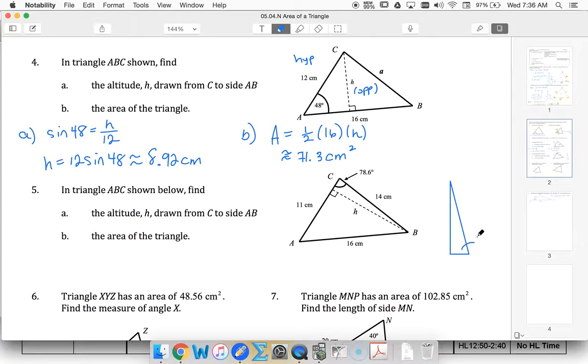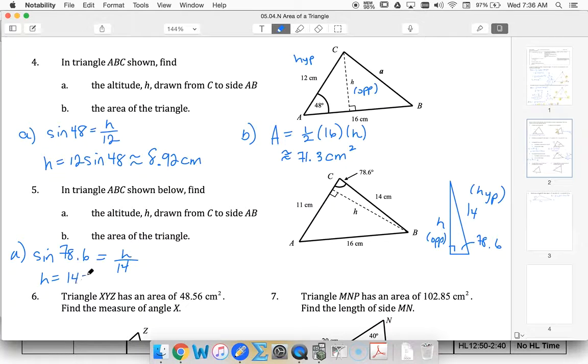So this angle here is my 78.6. This little side is here. I know nothing about it. This tall one we've labeled h for the height, not the hypotenuse. That's actually opposite of the 78.6. My hypotenuse is 14. So I can find this height value again using sine. Sine of 78.6 is equal to that opposite side divided by the hypotenuse.